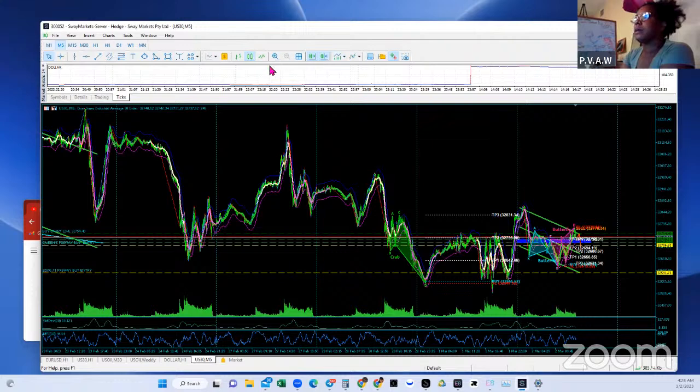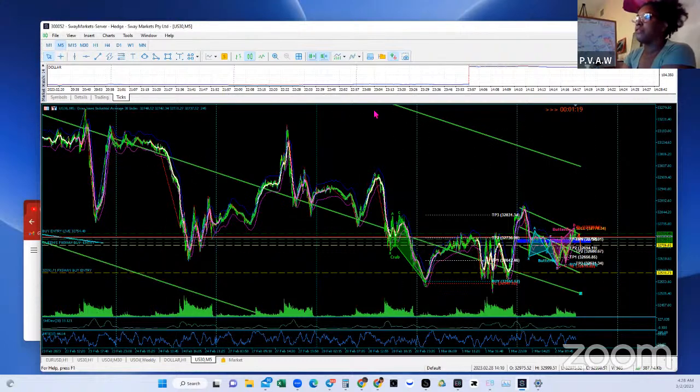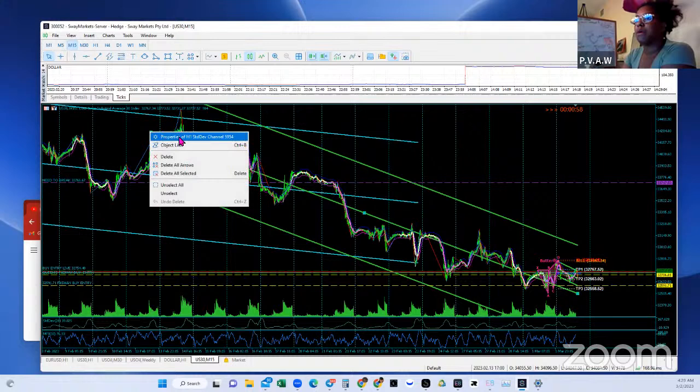As you can see, I can't really zoom out, but we've been riding this, what is it? You could call it a bullish, a descending, no, I just drew a blank, you guys, excuse me. A falling wedge. We've been riding this falling wedge.